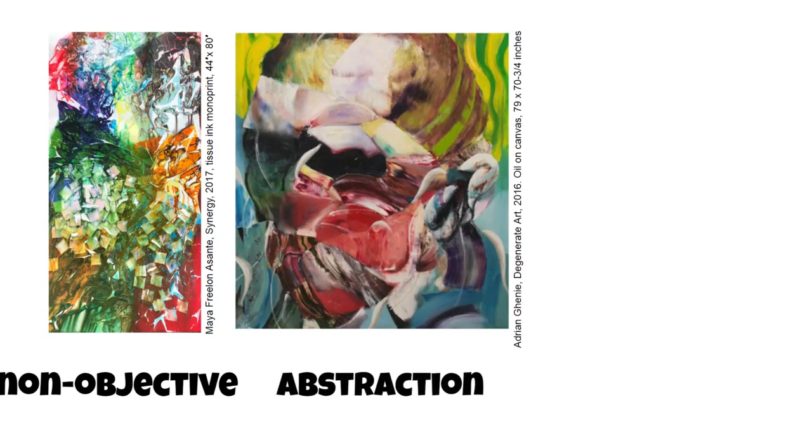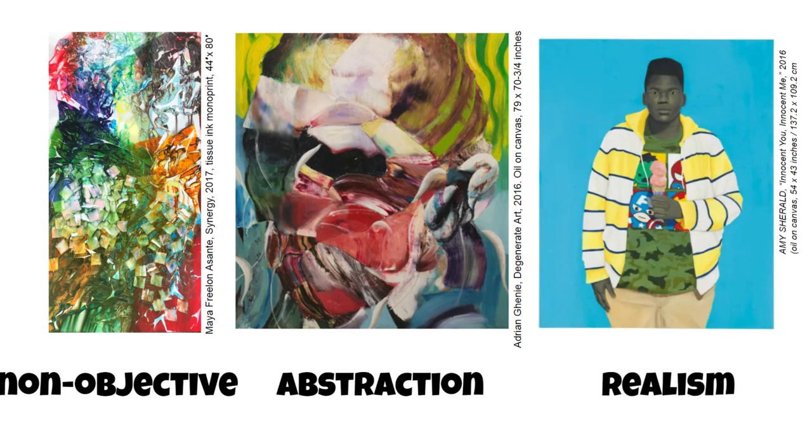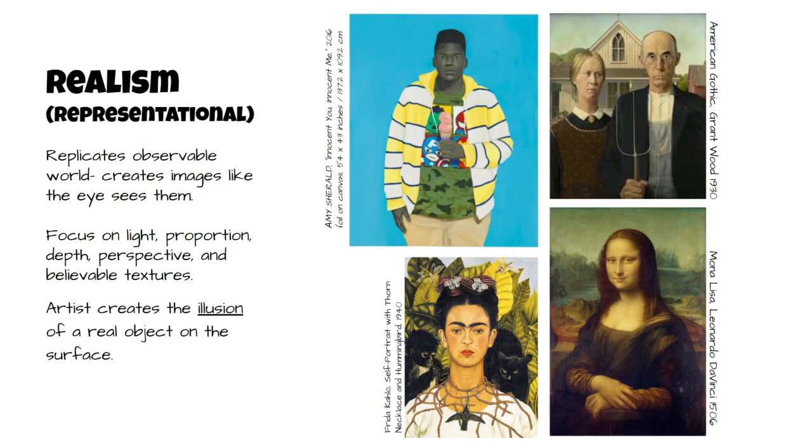If we look at professional artists, we see this painting on the left by Maya Freelon as non-objective, the middle painting by Adrian Gainey as abstract, and the painting on the right by Amy Sherrill as realism. Let's take a closer look.